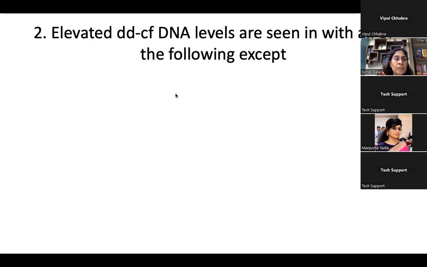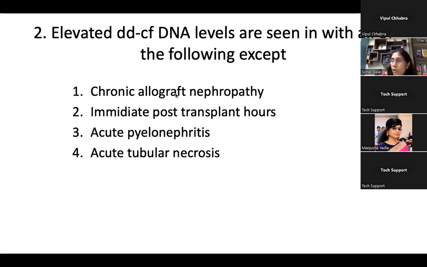Question number 2. Elevated donor-derived cell-free DNA levels are seen in all of the following conditions, except: option 1, chronic allograft nephropathy. Option 2, immediate post-transplant hours. Option C, acute pyelonephritis. Option 4, acute tubular necrosis. So time starts now.